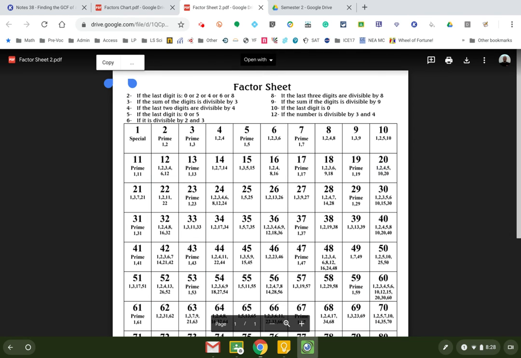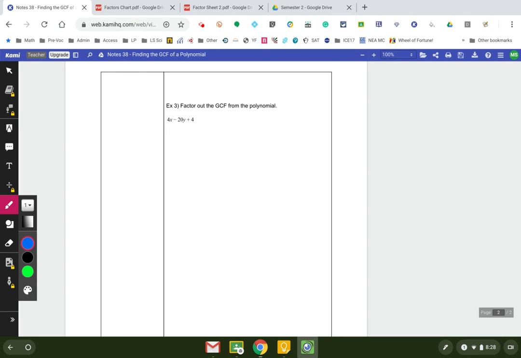Now, it doesn't always have to be one of the numbers. It just happened that these 3 examples work out that way. So remember that. So you might have to look for other numbers on the lists. So I'm going to factor out a 4. I'm going to divide each term by 4. I'm going to plug in parentheses. I'm going to get x minus 5y plus 1. Okay, and that is my final answer.